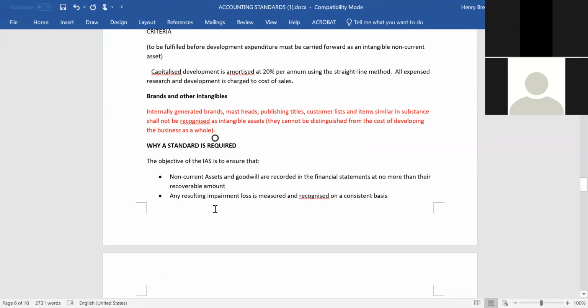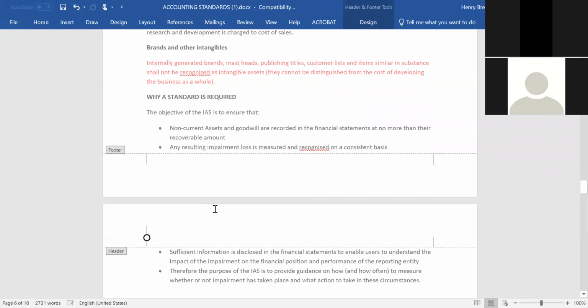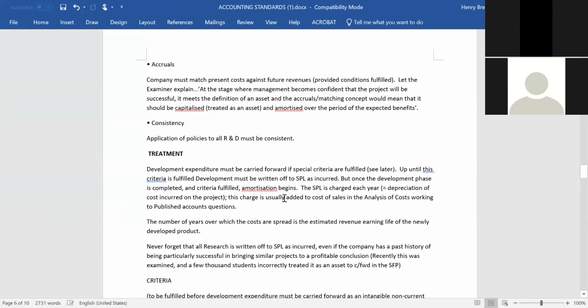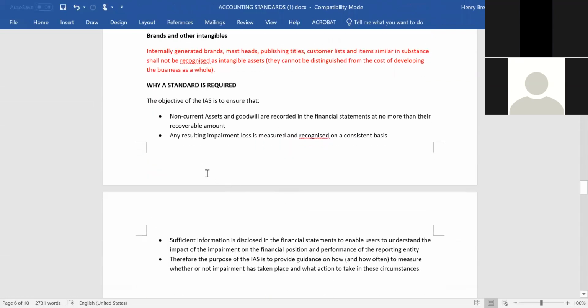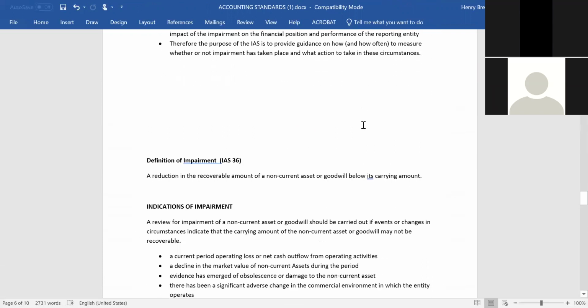Why is a standard required? Why do you think that it's important for us to go through IAS 38? Non-current assets and goodwill are recorded in the financial statements at not more than their recoverable amount. Any resulting impairment loss is measured and recognized on a consistent basis.